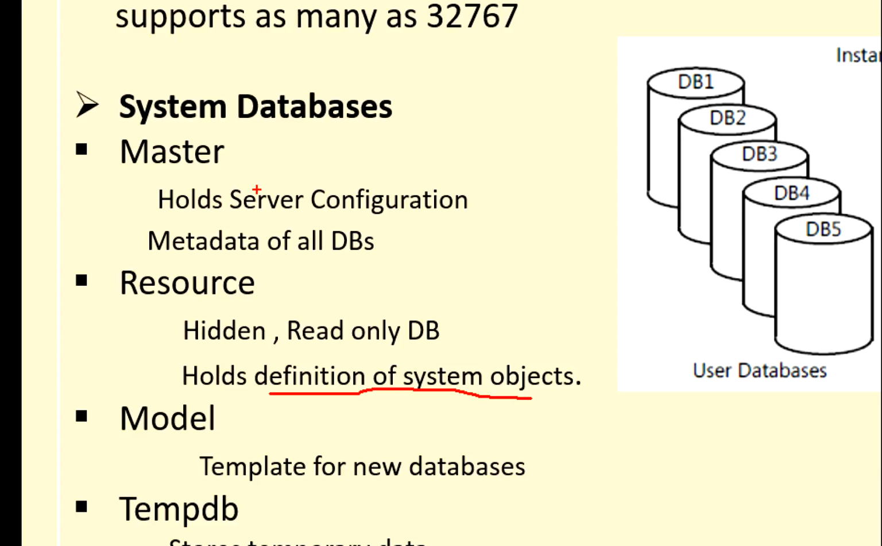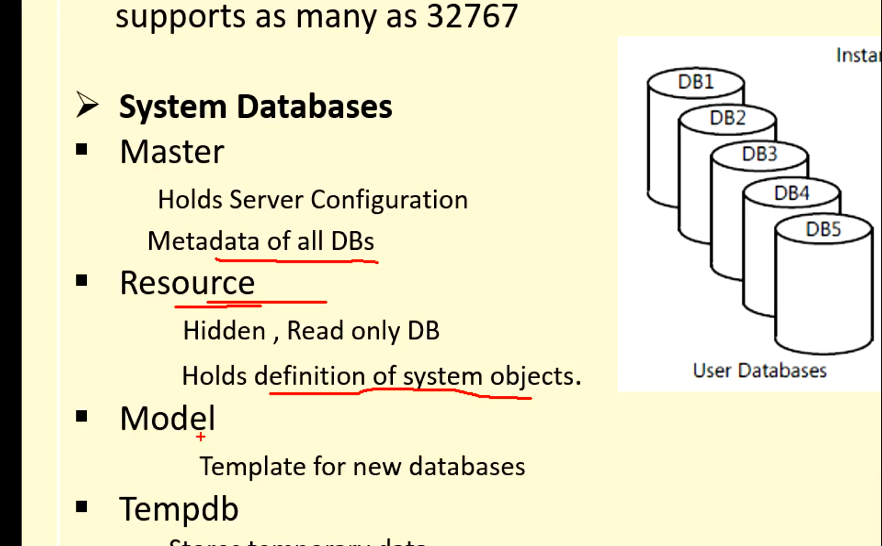Master database consists of metadata of all DBs. How does it hold metadata of all DBs? In the form of system tables. It holds the data in the tables, right? So resource database basically internally holds the system objects. It holds the system objects, but it shows the objects under master database. So the actual tables reside in resource DB, which is a hidden database.